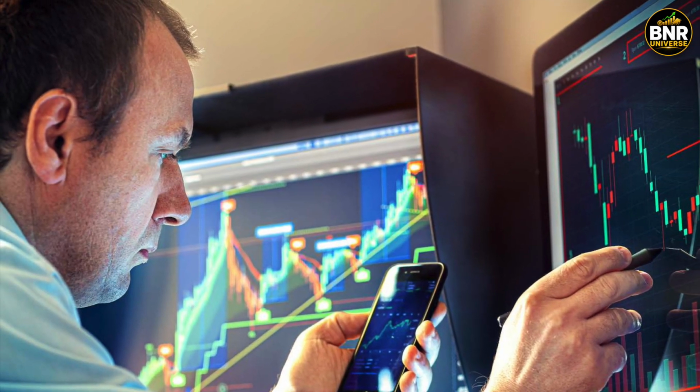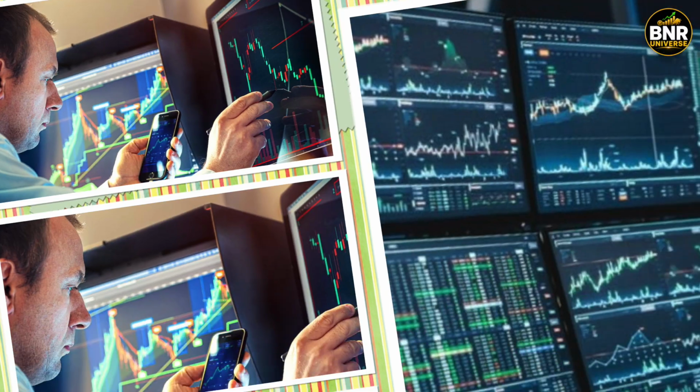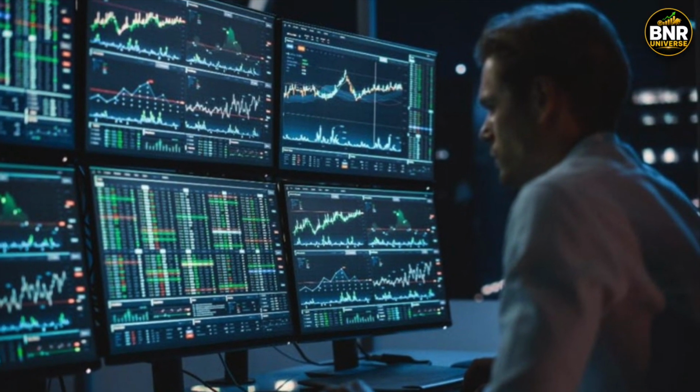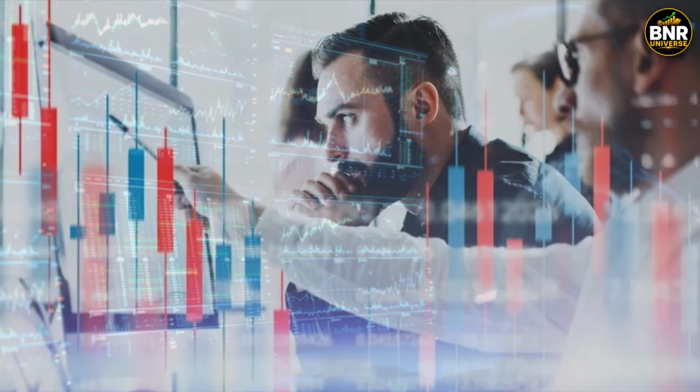Mistake number 5, believing every candlestick pattern works. No pattern is 100% accurate. Risk management is always more important than prediction.